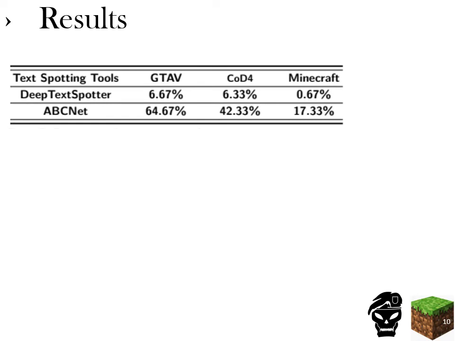So we retrained these tools. The pipelines for Deep Text Spotter and ABC-NET are open source, so we can retrain these tools entirely for these games. And we notice that Deep Text Spotter improves marginally. It goes up to between 6 and 7%. ABC-NET improves significantly. It goes up to 64.67%. And the reason for this, we believe, is because ABC-NET is specifically designed to accommodate a slight amount of curvature in the text.